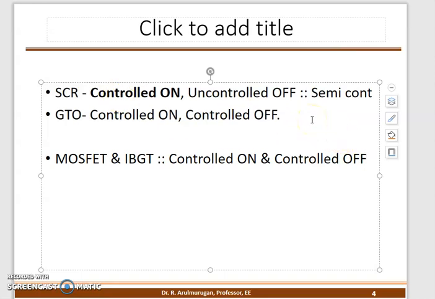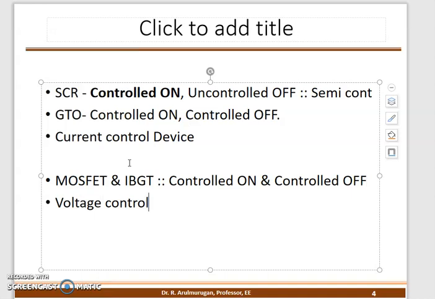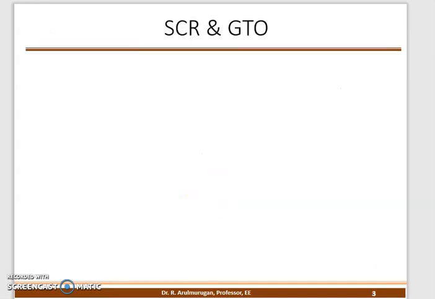Then what is the next differentiation? These two devices, SCR and GTO, are current control devices. And these two, MOSFET and IGBT, are called voltage control devices. We'll go ahead and discuss these two now. What is a current control device?